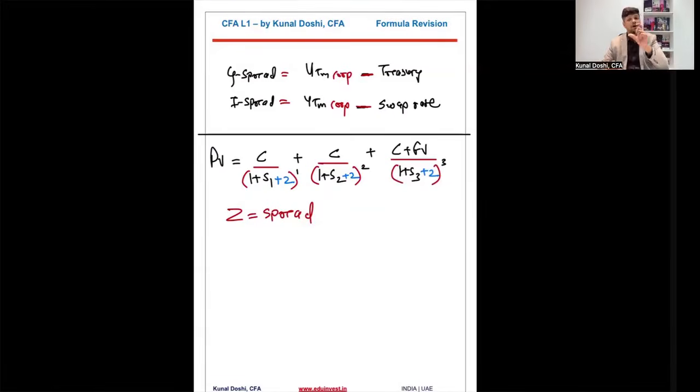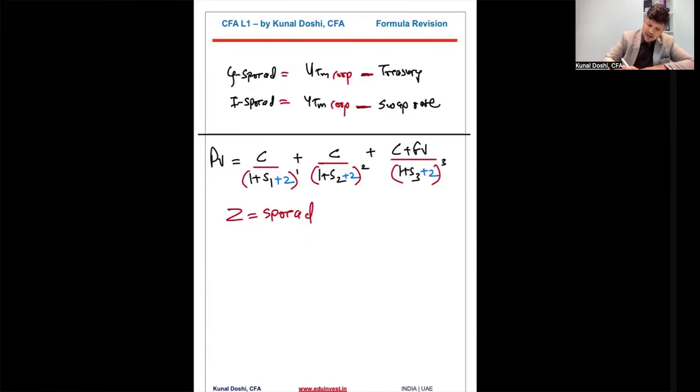The spot rates will be provided to you. Coupon and FV you have. You will add the three choices given: Z spread 1, Z spread 2, Z spread 3. Whichever matches the price is your Z spread. Z spread is due to the risk of the bond. The higher the risk, the more will be the spread.